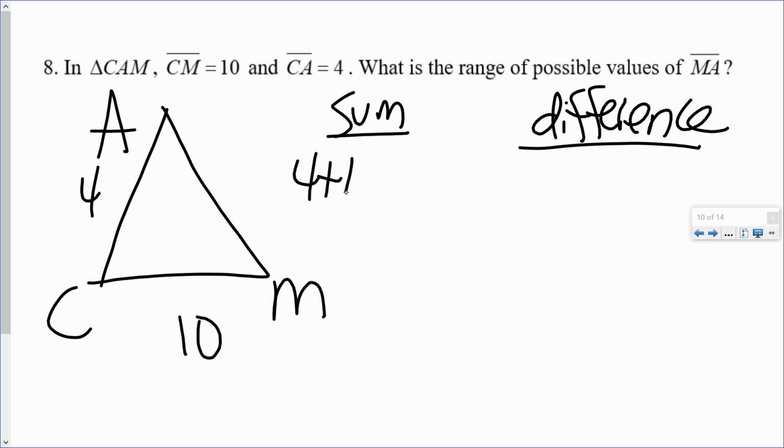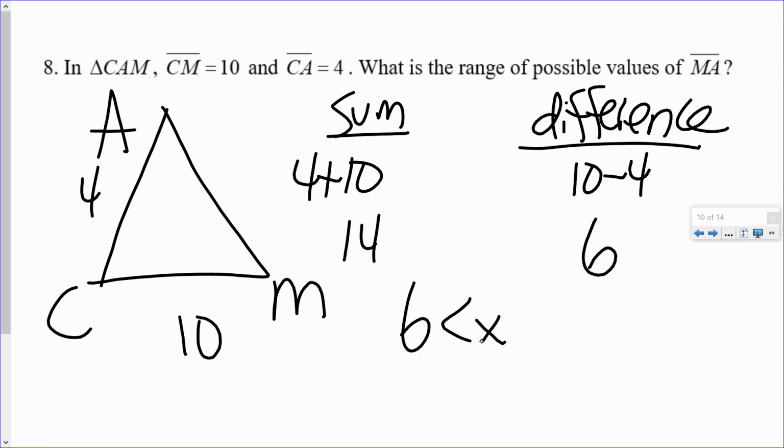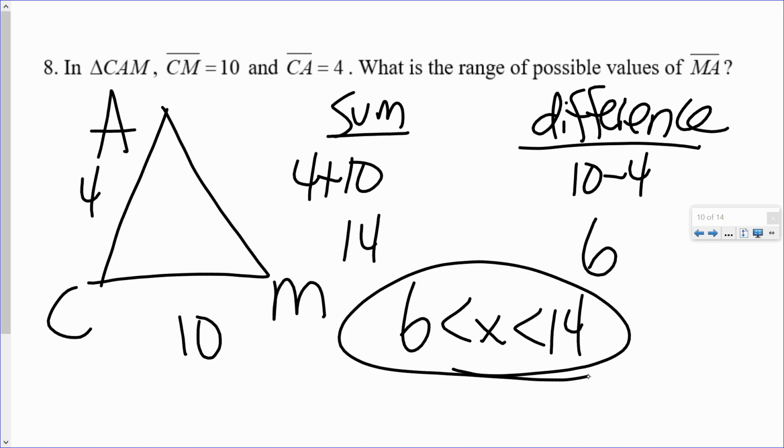4 plus 10, 10 minus 4. It's going to always be positive, so when you're finding the difference, just subtract the bigger minus the smaller. I have 6 and 14. So my range of possible values is in between 6 and 14. I don't know if you need to know this notation necessarily, but understand that it's all values in between 6 and 14, but not including 6 and 14.